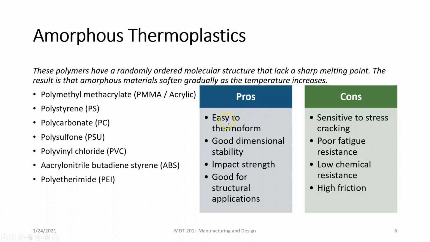Looking at the pros and cons of why you would choose amorphous thermoplastics. Pros: they're easy to thermoform, have good dimensional stability, and good impact strength. They're good for structural applications. The negative aspects of amorphous: they're sensitive to stress cracking. They have poor fatigue resistance, right? Using them over and over again, such as bearings or something where they're going to be rubbed on, they're not so good. They also have high friction. That probably relates a lot to the fatigue resistance. And they have low chemical resistance.